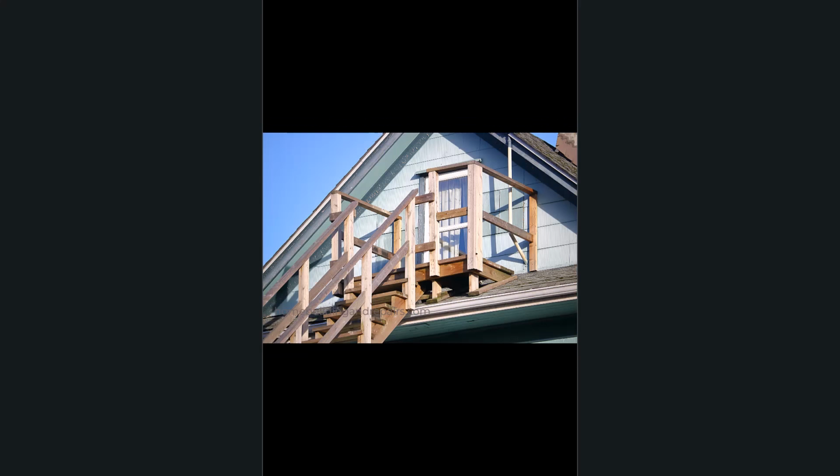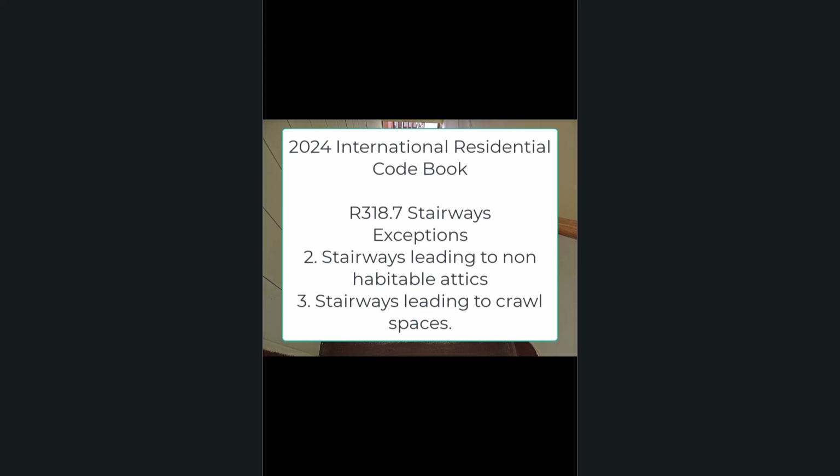And two of those are going to be stairs that lead to an unoccupied attic or crawl space. And of course, these would be areas where people are not going to be living, areas where these stairs are not going to be used that often, therefore reducing the amount of traffic and allowing building designers to build narrower and steeper stairways. And of course, this information came out of the 2024 International Residential Codebook.